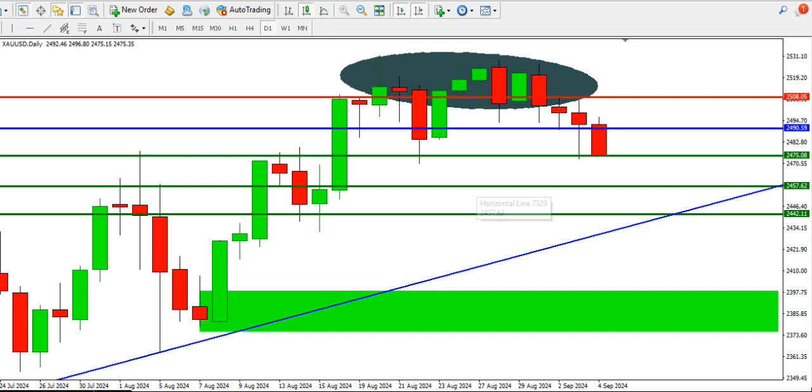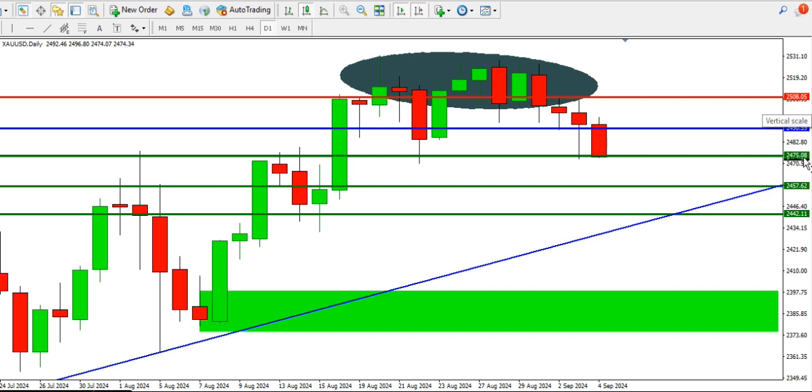We have the daily time frame on the screen, and the major thing we'll be looking at with respect to the daily time frame for now is the pivot analysis. The blue line is the pivot line, which is at 2490.59, while the red line is the first resistance with respect to this pivot line, and the resistance one is at 2508.05.